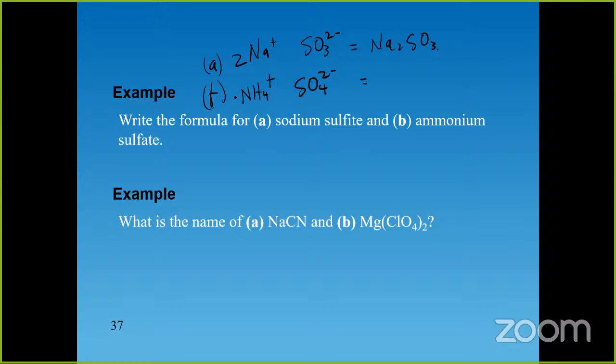Put NH4 in parentheses and 2 on the outside. Exactly. NH4 and then 2 outside the parentheses, followed by SO4, because you need to multiply the ammonium by 2. Please note, I don't know if I stressed this in the examples that we looked at last time. Whenever you put together the final answer, there should be no charges in the final answer. The charges only belong to the ions when you're getting to the point of solving the problem.